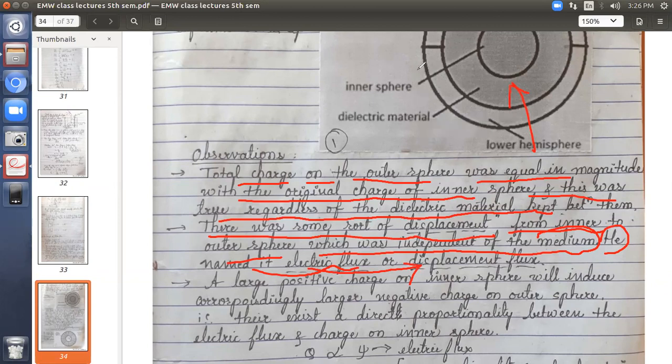I think you have studied electric flux. Flux is nothing but the lines of force, the field lines which pass through a certain area. That is called the flux.